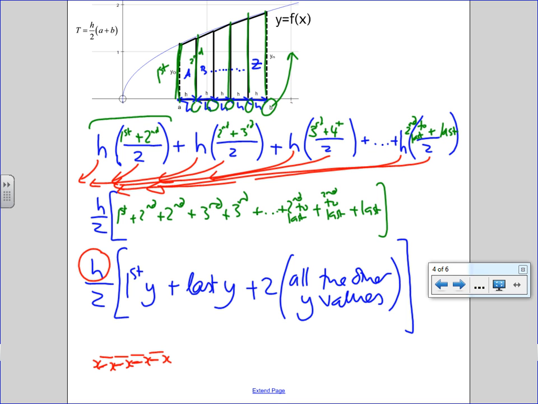The first y is this height here. The last y is this height here. We get the first one by putting this into the function, and we get the last one by putting this into the function. And then all the other y's are all these ones, which you get by putting the other x's into the function. And then you stick it all in the formula. Should we have a go?